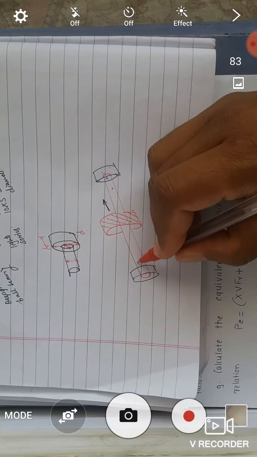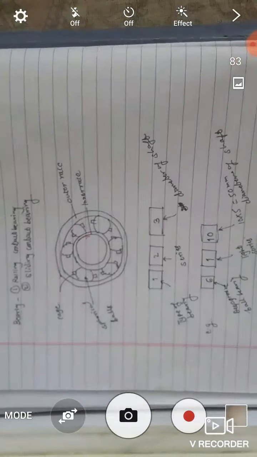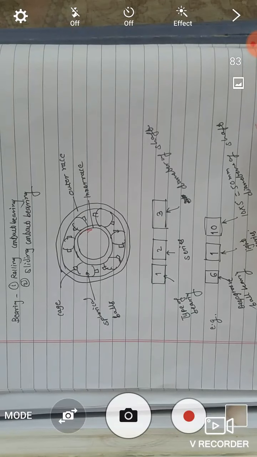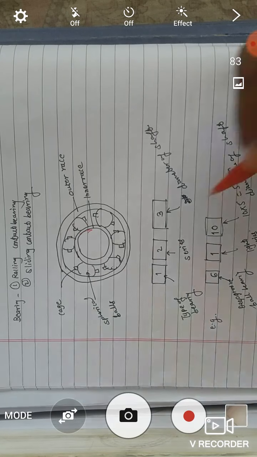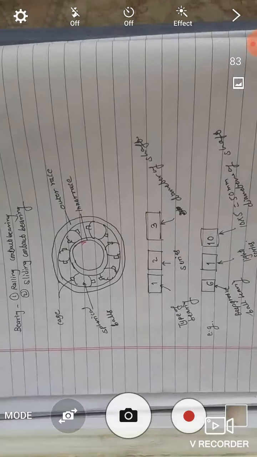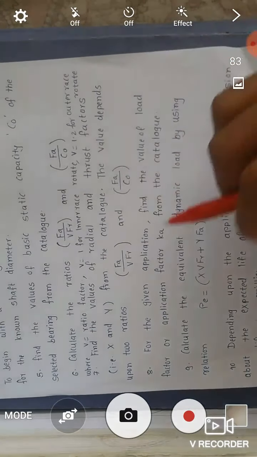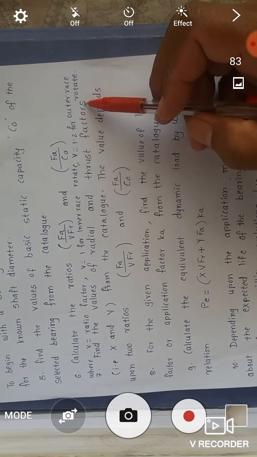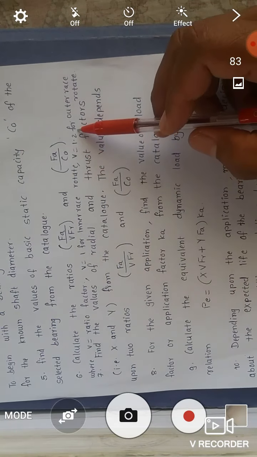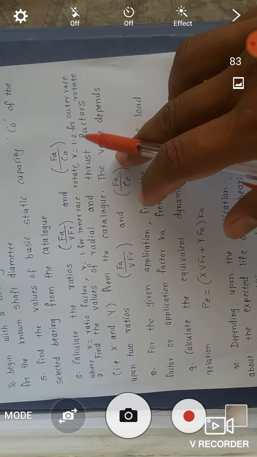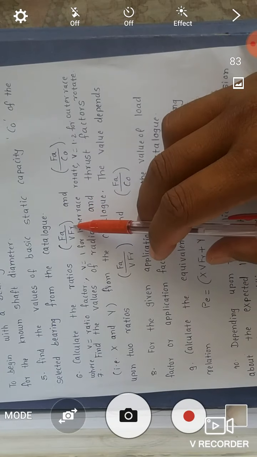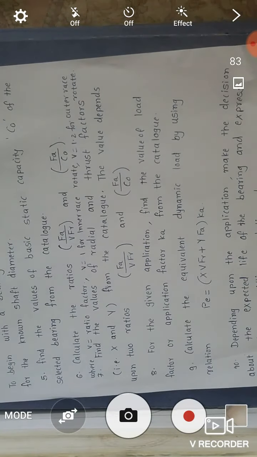Here the inner race is rotating, but in case of a hollow shaft, if the shaft is hollow like this, then the bearing is mounted on the inner side and this outer race is rotating. So this is the case. So the V value, or ratio factor, depends on whether the inner race is rotating or the outer race is rotating. So V is equal to 1 for inner race, V is equal to 1.2 for outer race rotating. C0 is basic static capacity, FA is axial force, FR is radial force. So we calculate these values.